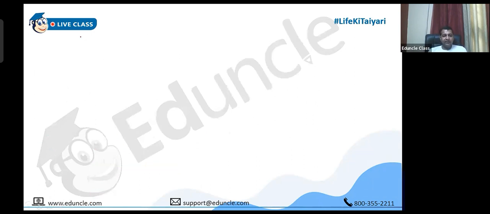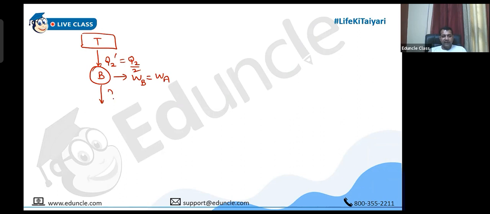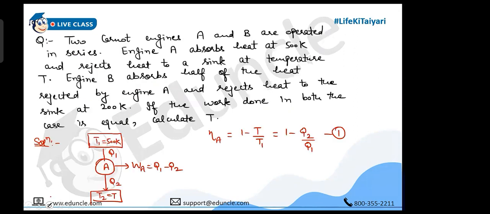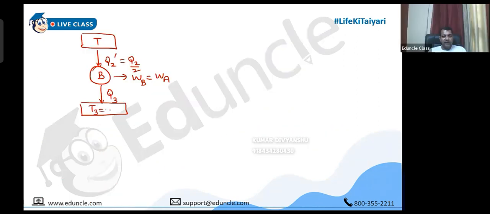Now, please keep this in mind. Half of the heat. At temperature T, the heat absorbed is half of this by B. Okay, and work done is the same. It is equal to WA. And let us suppose it gives out heat Q3. Is this temperature given? 200. Okay, very good. So let T3 be equal to 200.